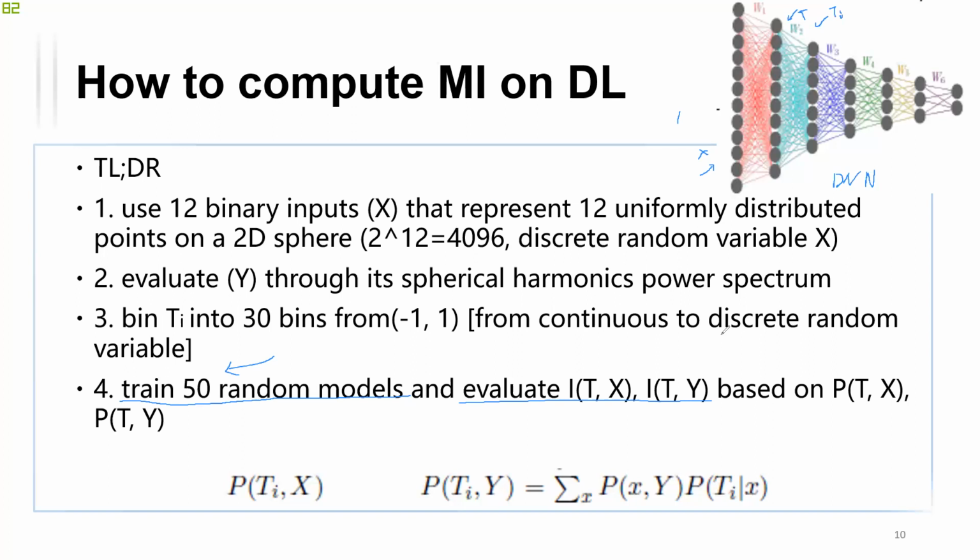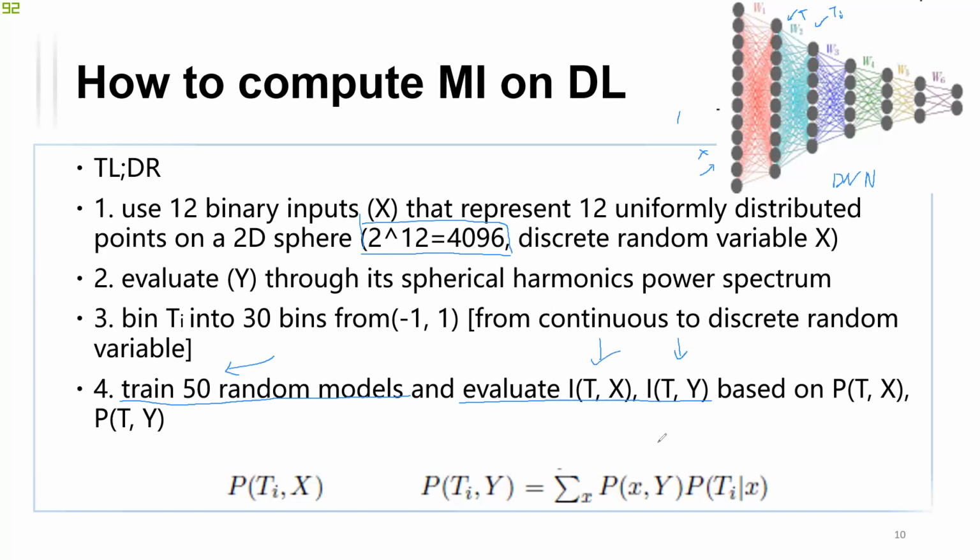My question is that when training 50 models, are they supposed to share the same behaviors, or have similar predictions on the same batch of the input? They have, so how they train it and how they predict are all the same. The way of training is all the same. They just randomly sample from this X and then train it. And after training these random models, they check, for example, we input this X, and how will these T_i's distribute. And then from this distribution of T_i, they evaluate these two mutual information.